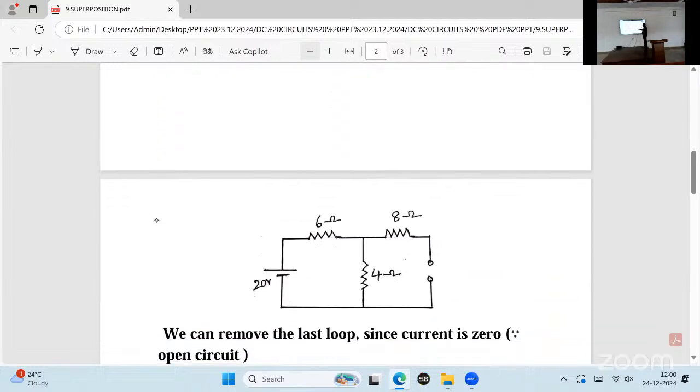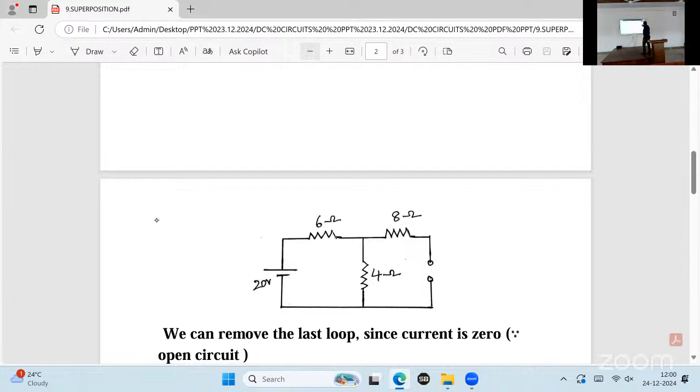So this is the time. The current source is open. What is the value here? Infinity. Current does not pass. This is the diagram as per the sentence.